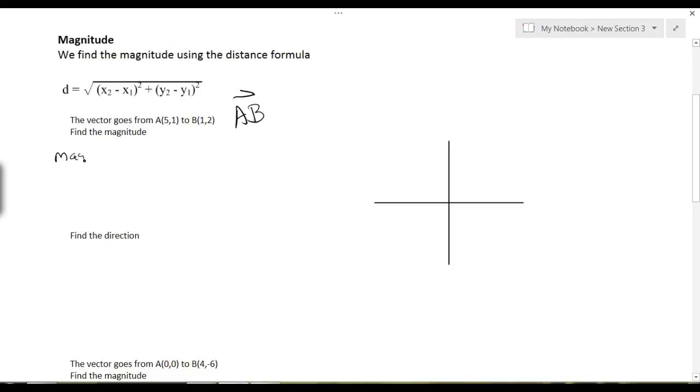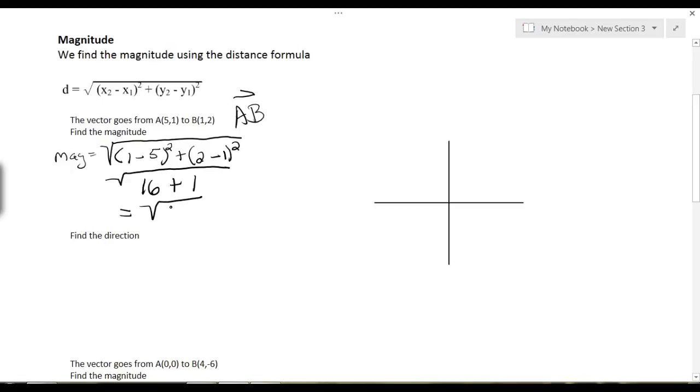So the magnitude is equal to, and I'm going to draw a really big square root symbol, x2, which is 1, minus x1, which is 5, that quantity squared, plus y2, which is 2, minus y1, which is 1, that quantity squared. So we'll do the math there. It's going to be the square root of 1 minus 5, which is negative 4. Negative 4 squared is positive 16, plus 2 minus 1 is 1. 1 squared is 1. So my magnitude is going to equal the square root of 17.